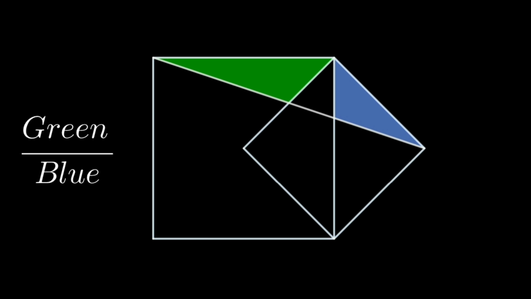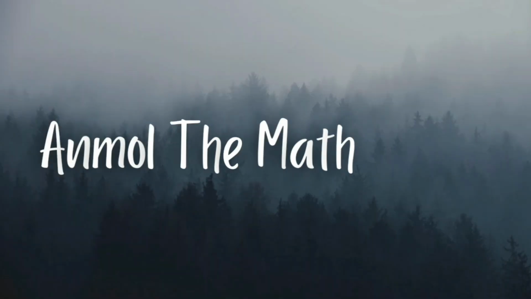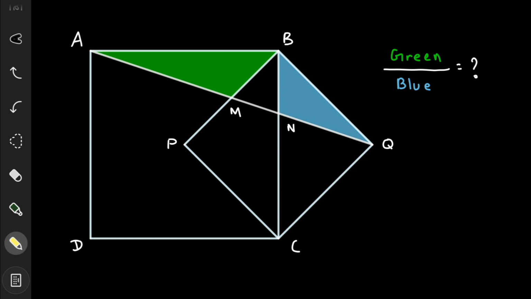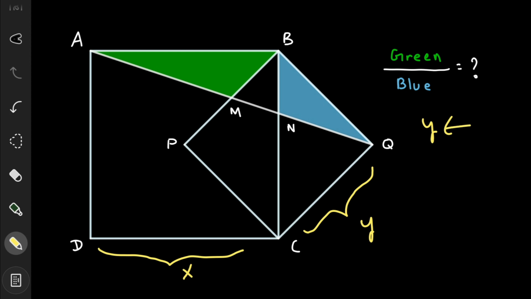How can we solve this problem? So first of all, we will start the solution by taking the side length of the bigger square as a variable x and the side length of the smaller square as a variable y. Now as per the given data related to the arrangement of this diagram, we can easily find the value of y in terms of x.